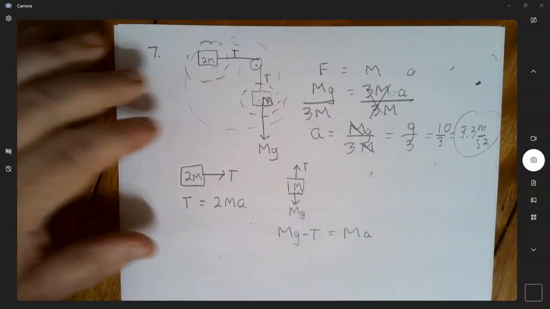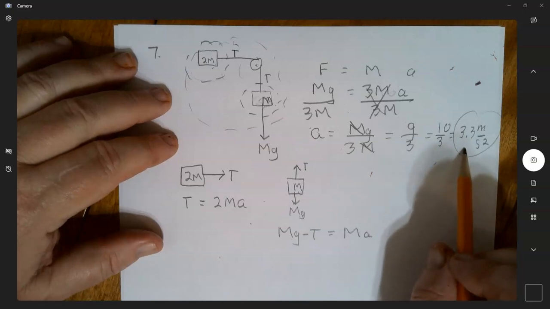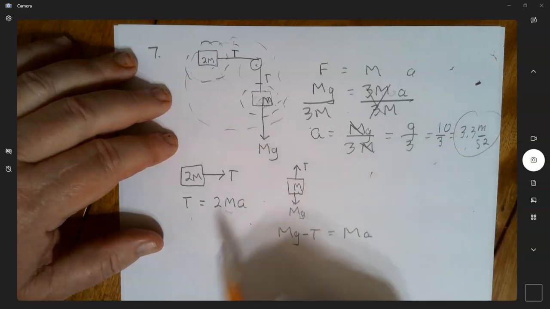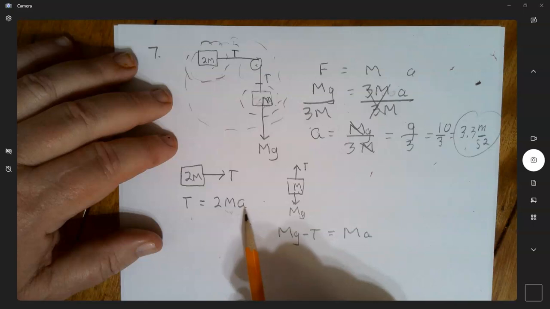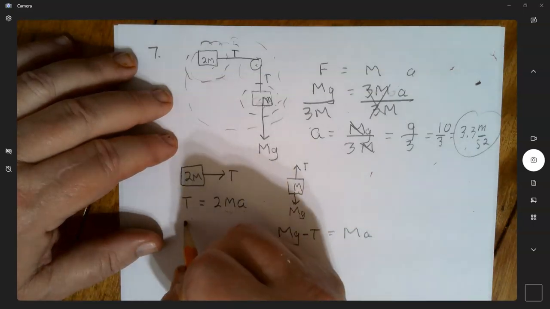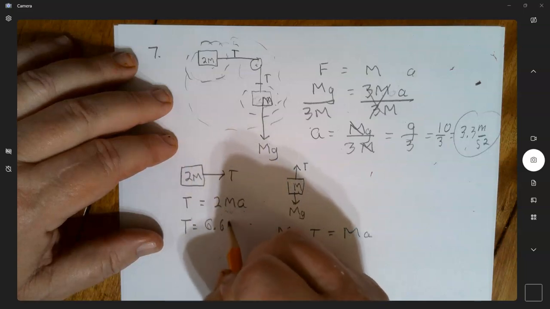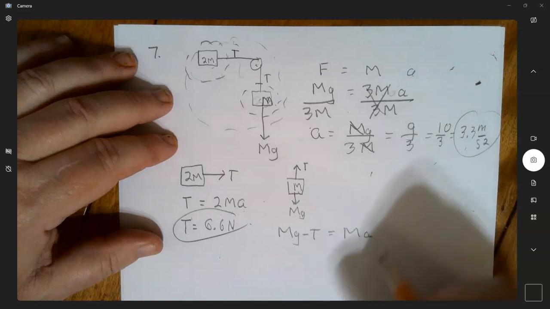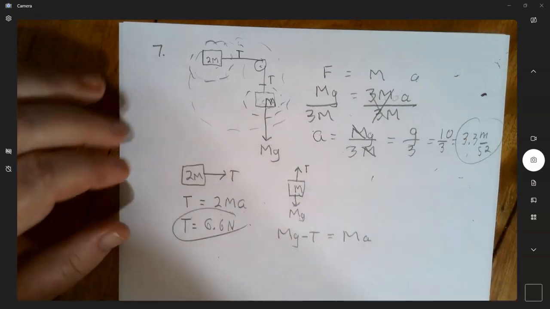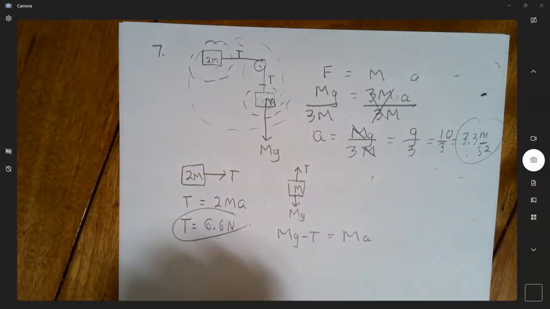We didn't really need to write both of them. If we're going to just use this acceleration to figure out T, we could have just stopped there and gone ahead. So 2 times 1 times 3.3 is 6.6. So the tension is 6.6 newtons. Okay, and that's the answer: 3.3 meters per second squared, 6.6 newtons.